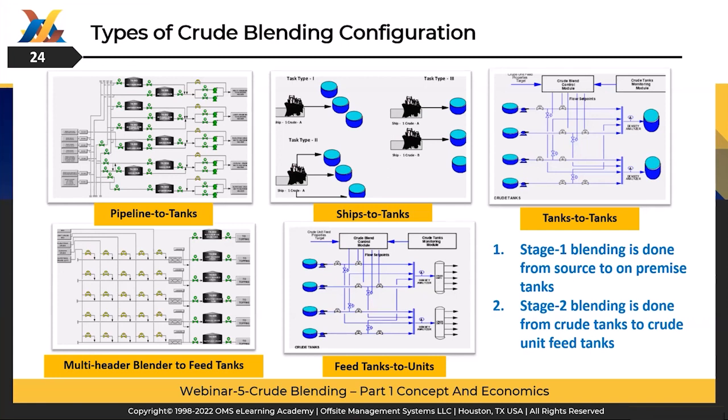Then we have a multi-header blender to feed tanks, and then feed tanks to units. Now, stage one blending, as I said before, is done from source to on-premises tanks. Stage two is done from crude tanks to crude unit feed tanks. And some of these modes are more common in the industry and at particular refinery sites, and some are less, but they are practiced more or less.